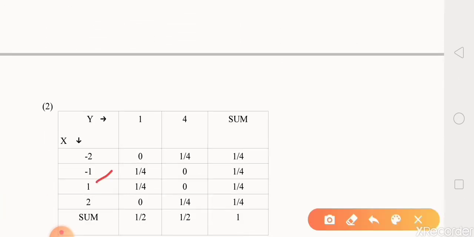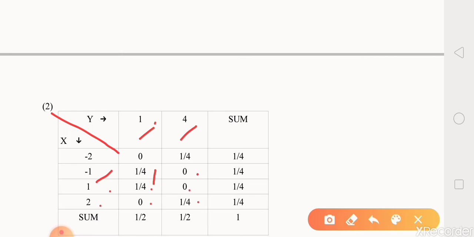X equal to -1, y equal to 1. Again, out of 4 values, one such value we have, and when x equal to 1, you cannot have y as 4, so probability is 0. When x equal to 1, y equal to 1, again one possibility out of 4 values, so 1 by 4. X equal to 1 and y equal to 4 case is not possible, so probability is 0. X equal to 2, y equal to 1 is not possible, so probability is 0. X equal to 2, y equal to 4 is one possibility out of 4 values, so probability is 1 by 4.